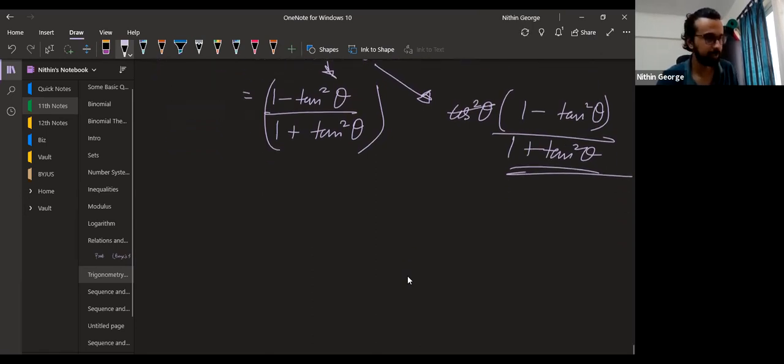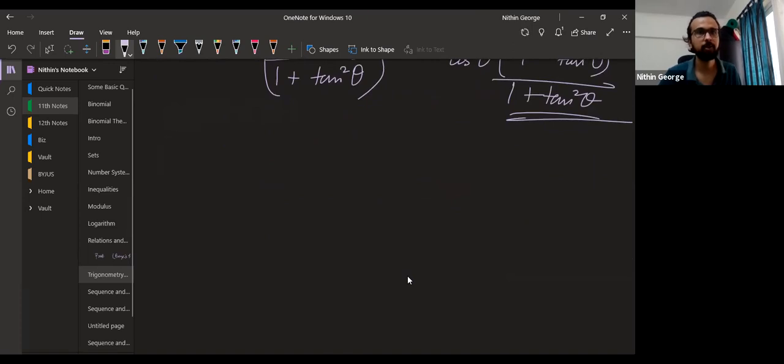So remember this. Then what do we have? More formulas. 1 plus cos 2 theta. What will that be?